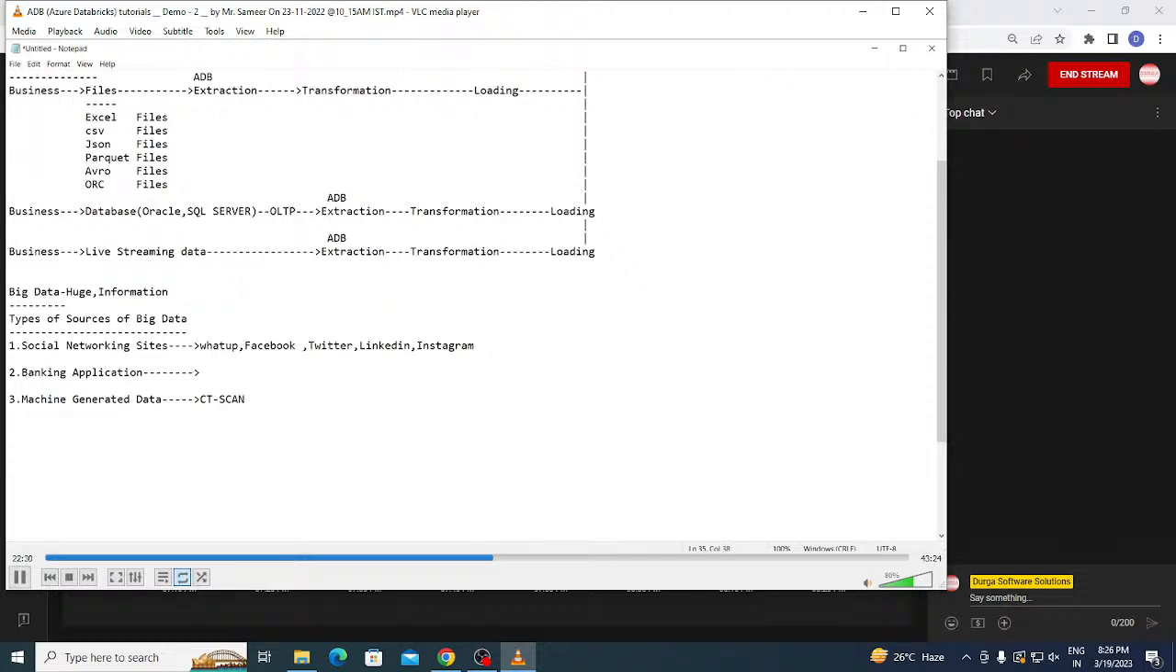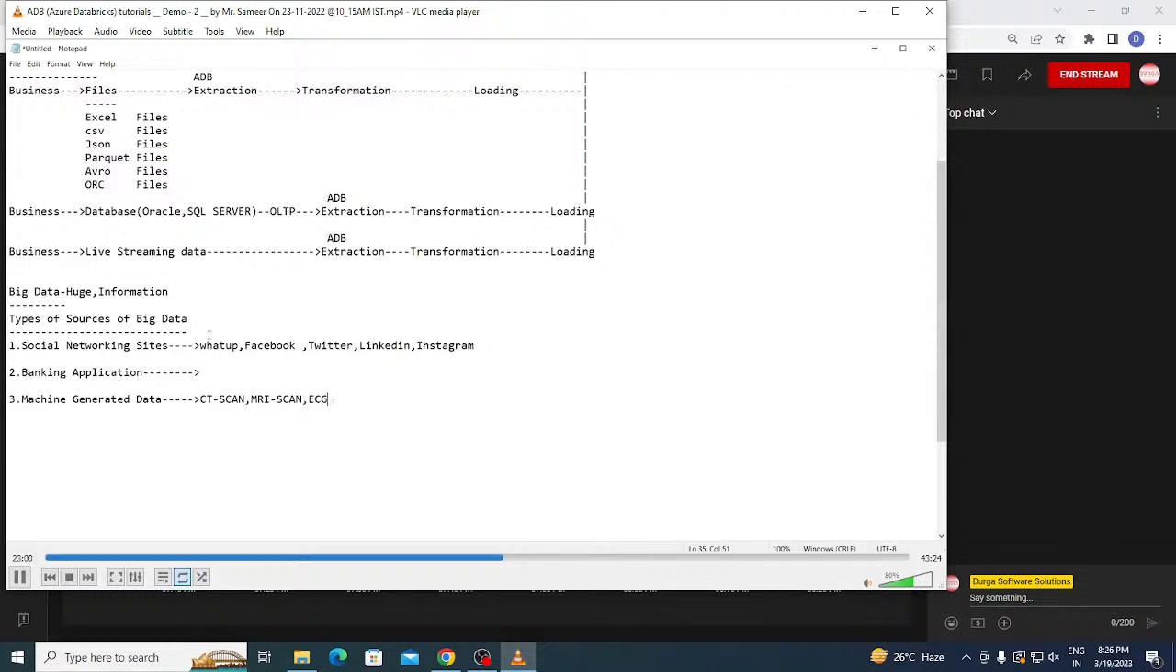Whether it is a CT scan machine or an MRI machine, whatever machines you have, we can have an MRI scan, a CT scan, and even ECG machines. These are all the machines which generate some data. Am I right, guys?